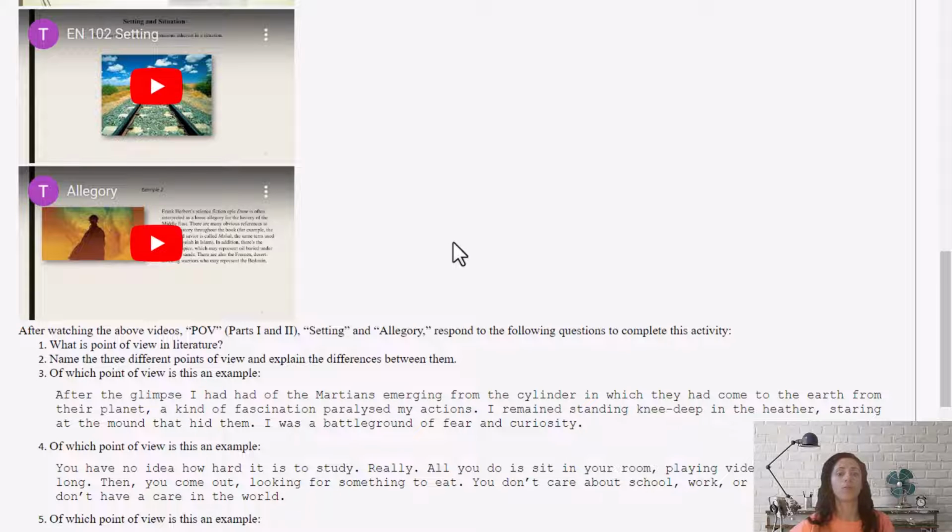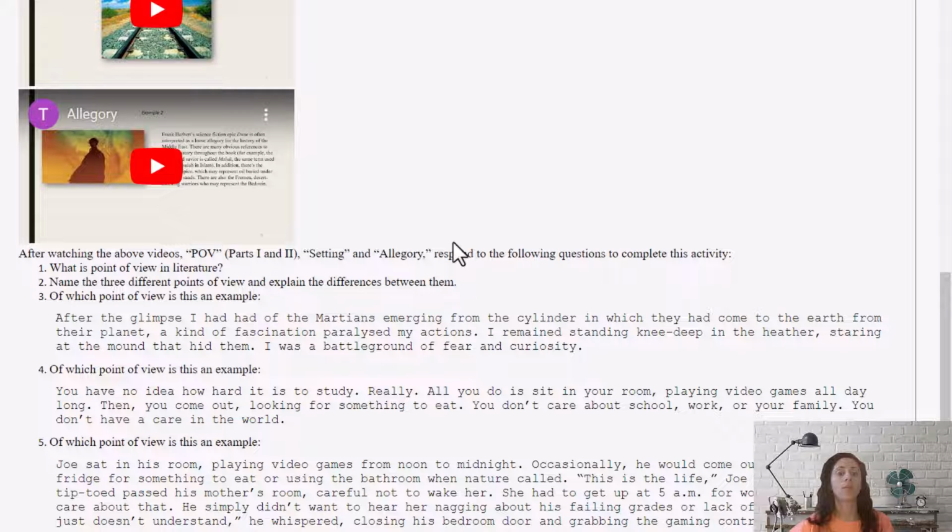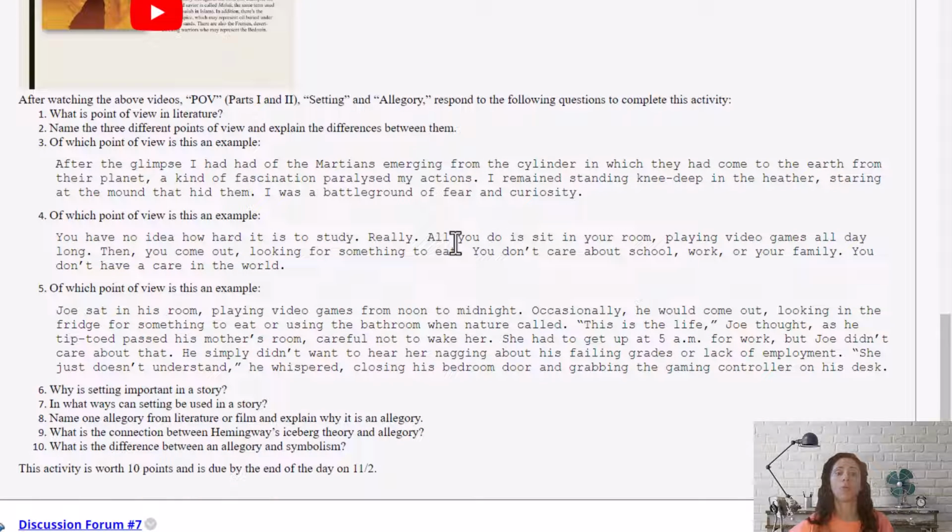What is point of view in literature? Name the 3 different points of view and explain the differences between them. And you have an example of which point of view is this an example, and also of which point of view is this an example. So you have 3 different examples and you have to name the point of view in each example.